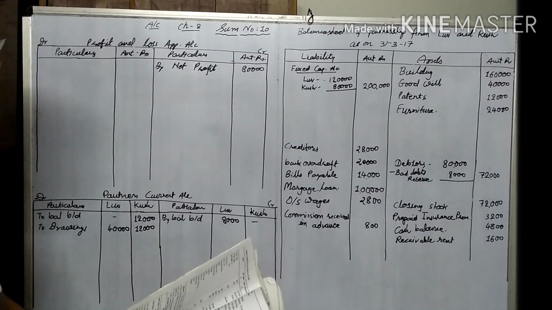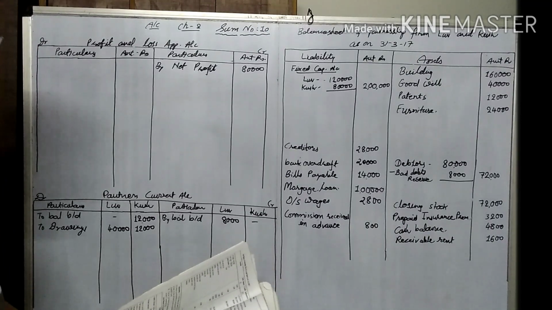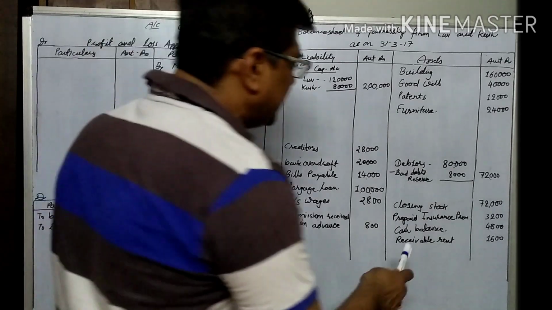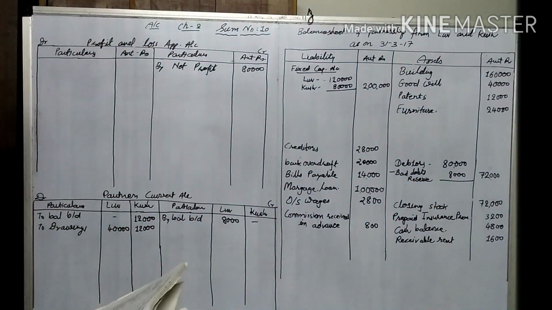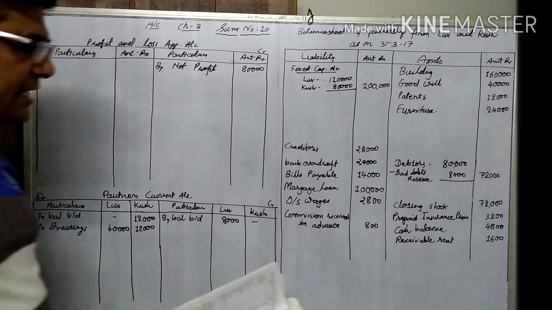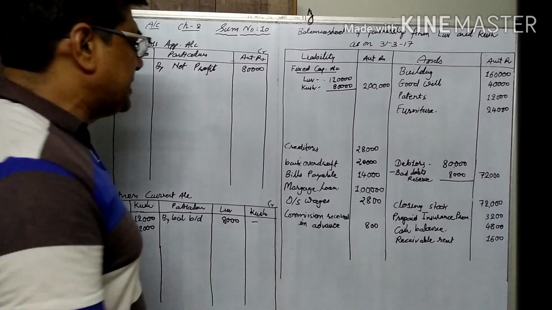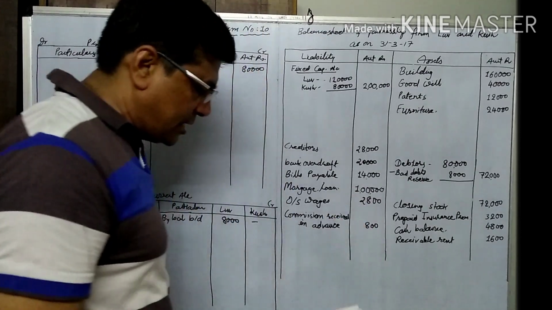So income due but not received. So we have to receive in the future. That's why it is an asset. So write on the asset side receivable rent 1,600. Bad debts reserve is given 8,000. Before that, commission received in advance is given. So commission received in advance is our liability. So write on the liability side commission received in advance 800 rupees.